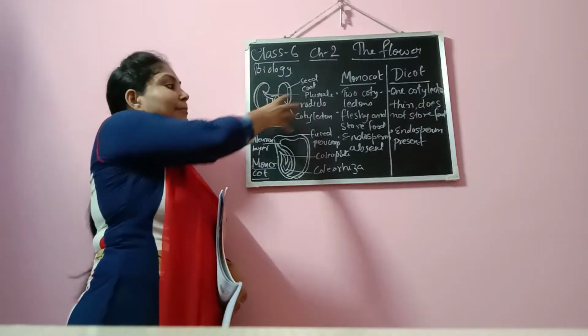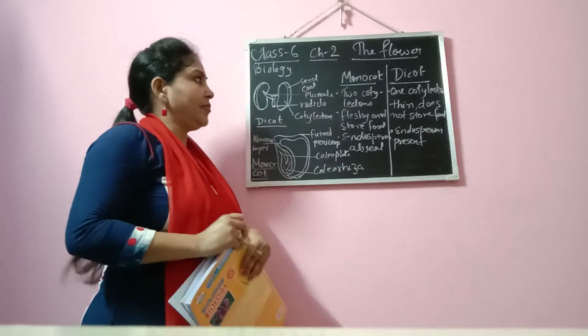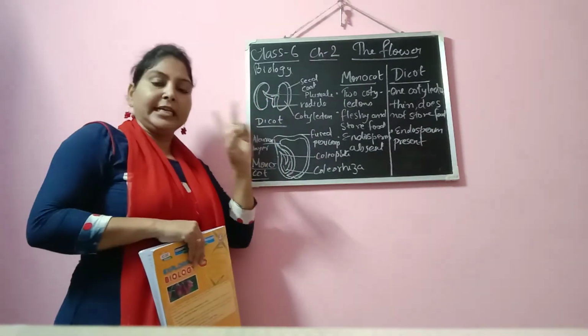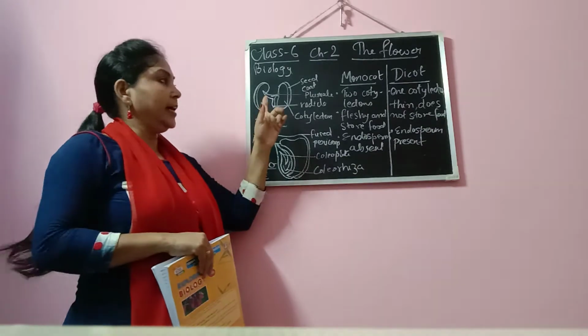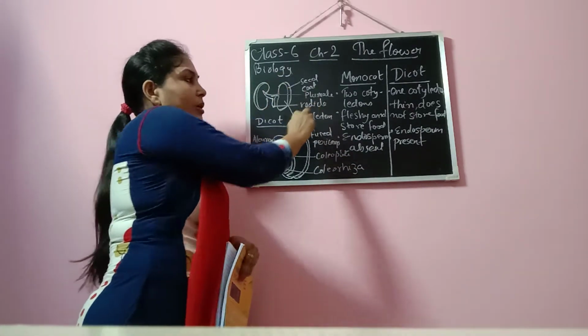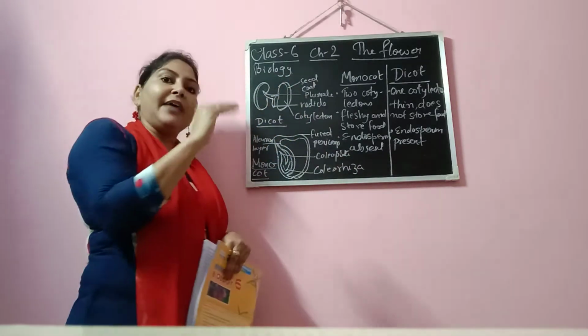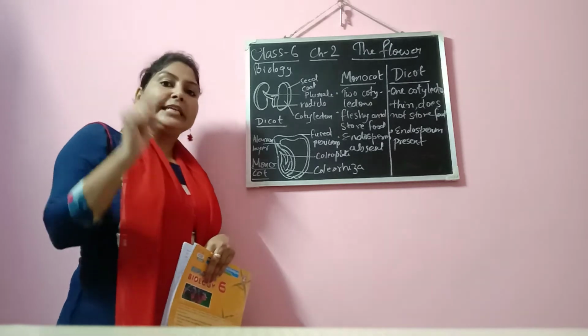Okay, so this is the basic structure of dicot seed. So again I am just revising it. Dicot seed has two cotyledons. Okay, the structure of dicot seed has various parts. First, the outermost part is called the seed coat, and seed coat again has two layers, which are testa and tegmen.